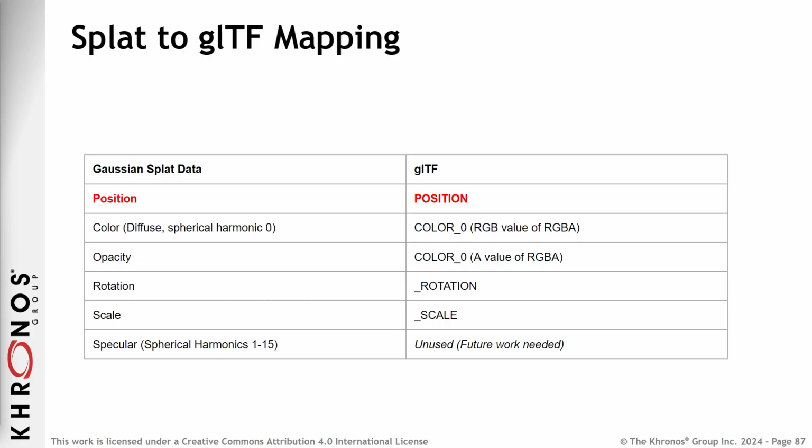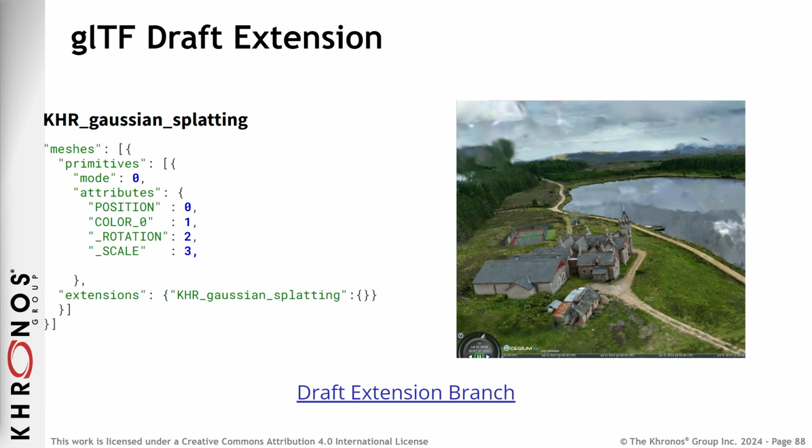By taking that and ignoring the other 15 spherical harmonics right now, we've come up with a very rough draft extension for Gaussian splatting. Effectively, we've packed in the rotation and the scale as application attributes. This is probably going to change, just so everybody knows. I don't have a fancy QR code here because it's so experimental, but if you want to download the branch, I do have a link in the slides here.